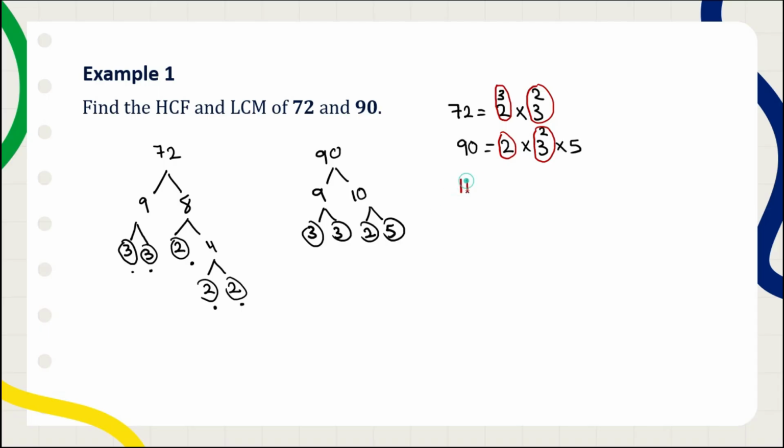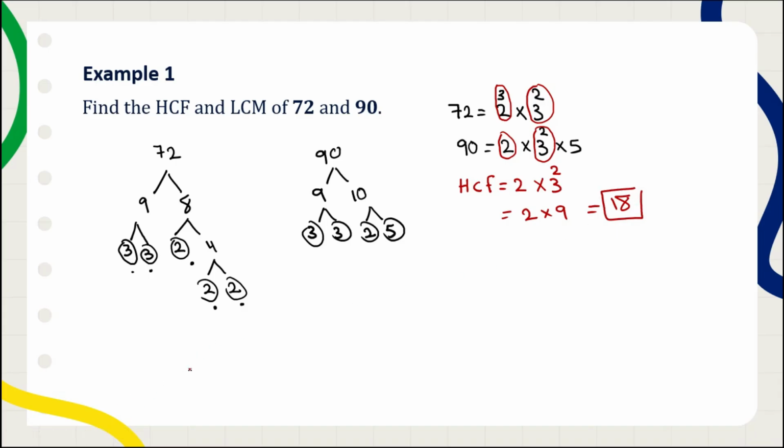Now for the highest common factor, we have 2 is common and 3 is common. We take the factor with the smallest power. Here 2 to the power of 1, and here 2 to the power of 3. We are going to choose 2. Then we multiply by the other factor. Here I have 3 to the power of 2 and 3 to the power of 2 as well. Now both of them have the same power. We are going to choose one of them. So it's 3 to the power of 2. Then we find their product. 2 by 9 equals 18. So the highest common factor is 18.